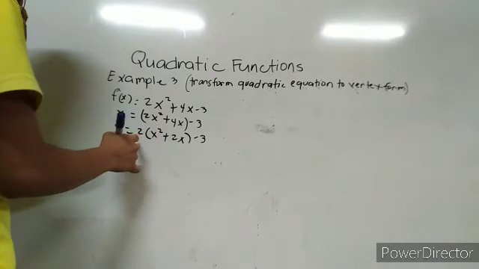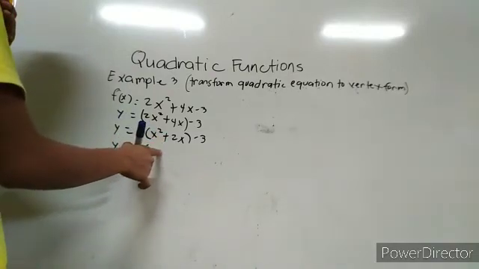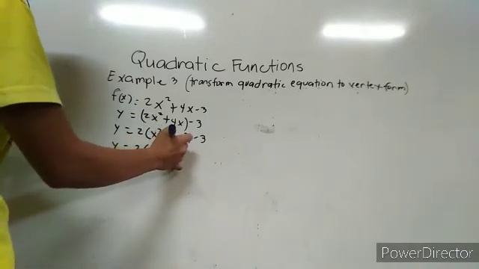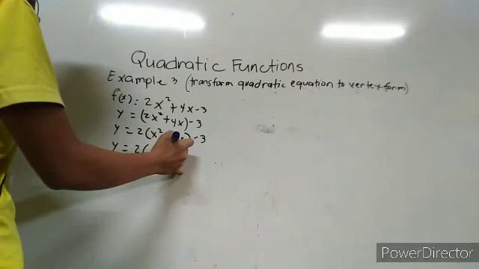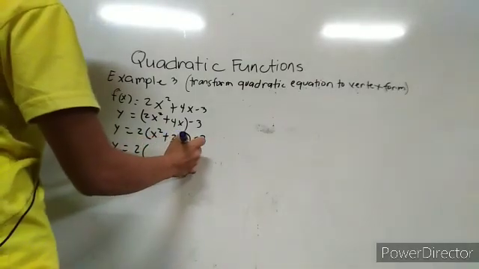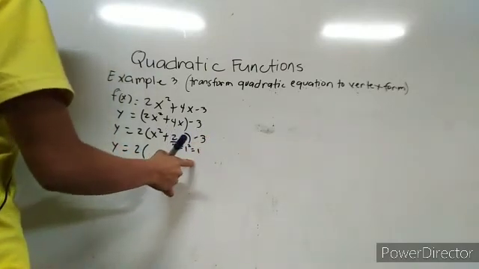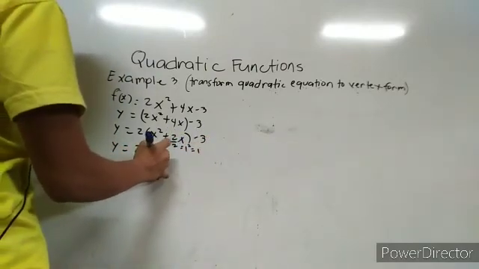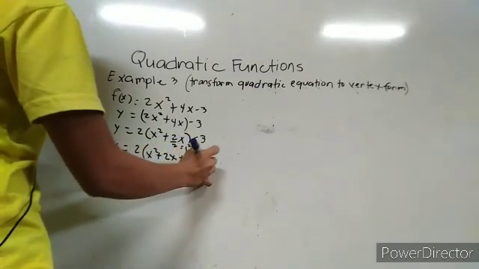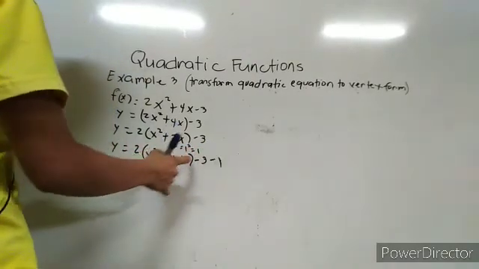Next step, we are going to find the number that completes the square. Remember completing the square? We are going to divide this by 2, okay? 2 divided by 2 equals 1. Then we square the answer: 1 squared is equal to 1. So we have x squared plus 2x, and we add 1 here, and outside we subtract 1. We add inside, we subtract outside.